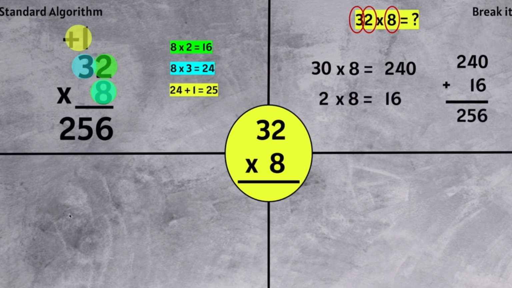Let's try the area model. We have 32 times 8. Again, we can break up the 32 into 30 plus 2. 30 plus 2 makes 32. Now let's multiply that by 8. So we need to distribute the 8 to the 30 and to the 2.